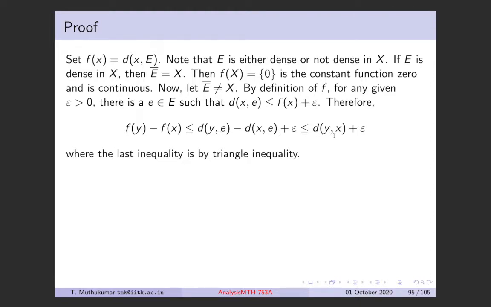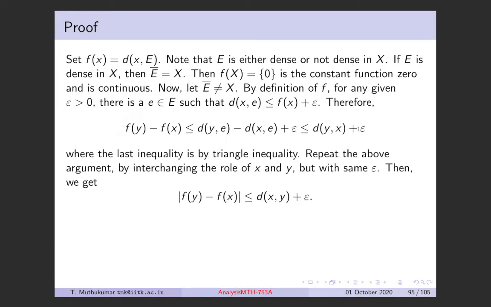becomes dyx, this is by the triangle inequality, because dye is less than or equal to dyx plus dxe, right? So from that triangle inequality, we get that this quantity is dyx. Now, since your epsilon is an arbitrary choice, you have that. Sorry, I'm just running fast.